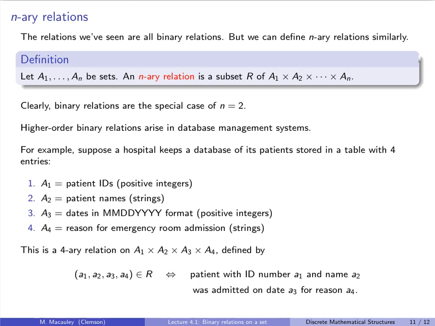This is a 4-ary relation on the Cartesian product of these 4 sets, defined as follows. A1, A2, A3, A4 is in R if and only if a patient with ID number A1 and name A2 was admitted on date A3 for the reason A4. Now here we can't really say just A1 is related to A2. We really have to say that this ordered 4-tuple is in R.